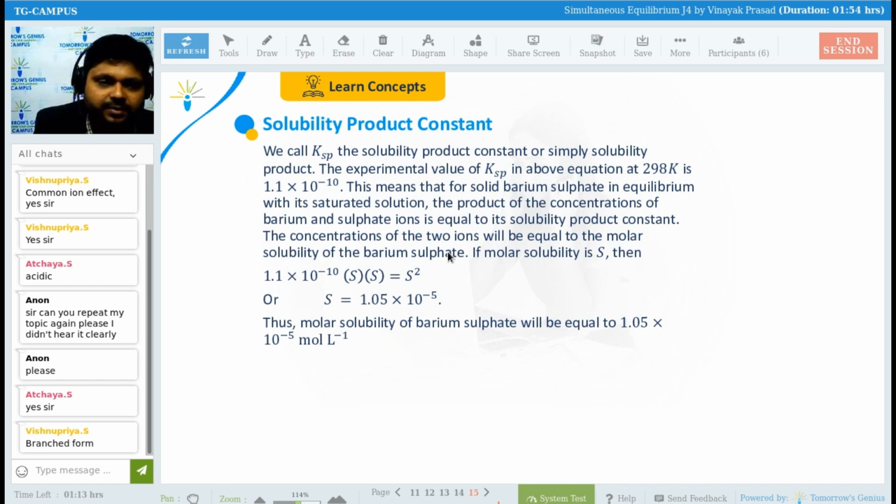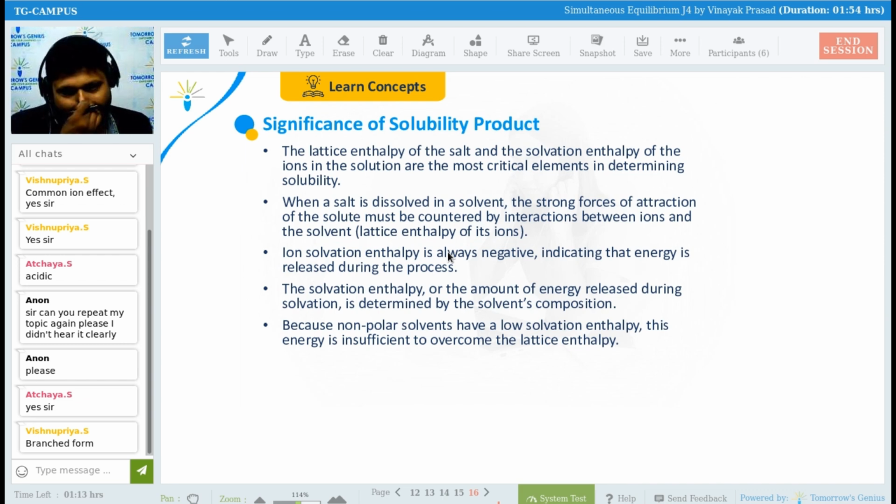Okay guys, now we are going to see about the significance of solubility product, right? First of all, I am going to give you one question and then please tell me what relation we can get from this, right? See here.